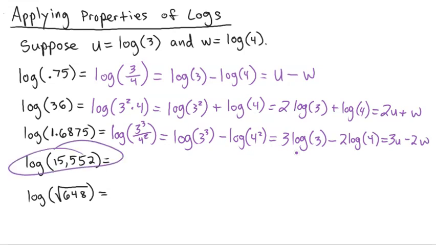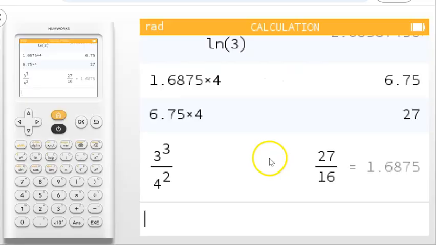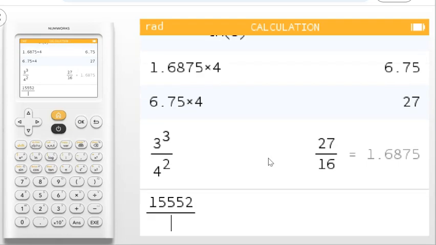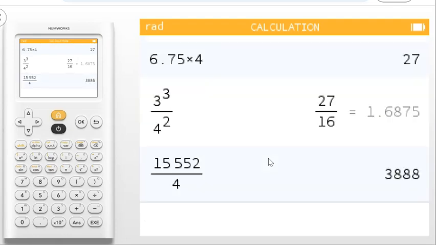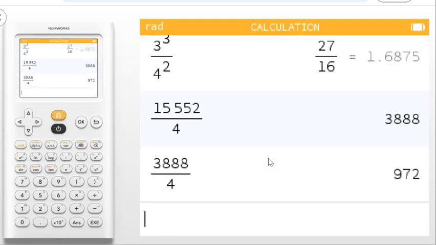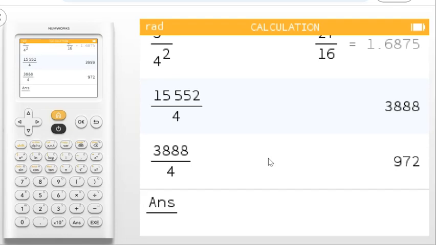All right, we got 2 more to go now. This 15,552 is a little intimidating, but I'll bet if we divide by 4, or 3, we might get somewhere. So 15,552, we're going to divide that by 4, and we get 3888. Let's divide that by 4. And so that's going to be 972. Let's divide it by 4 again.